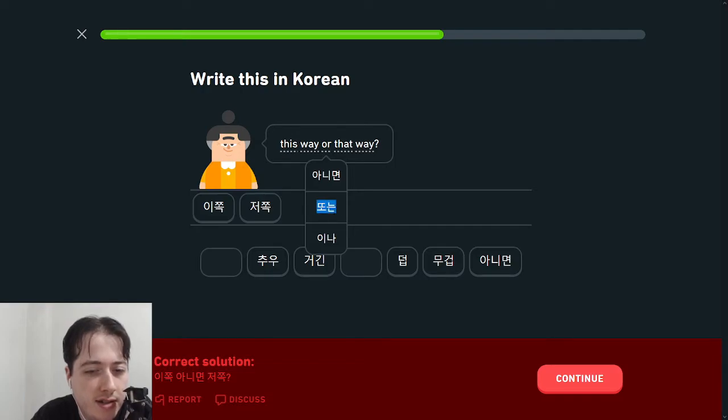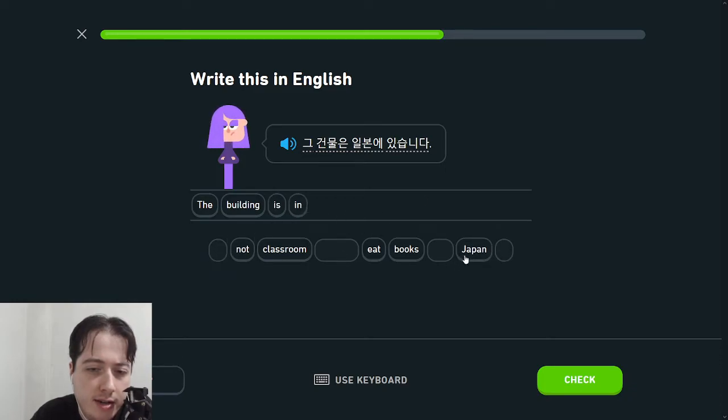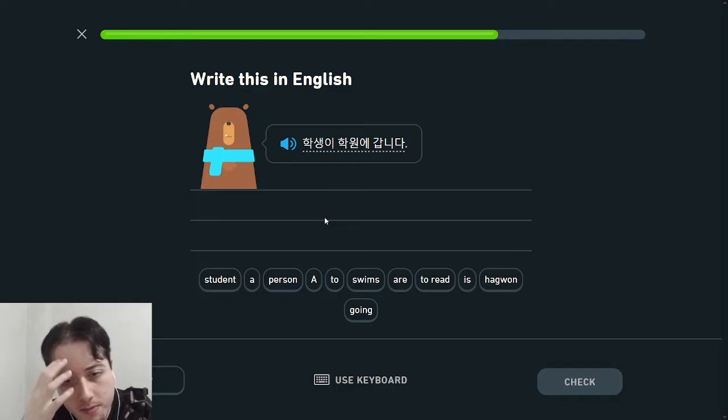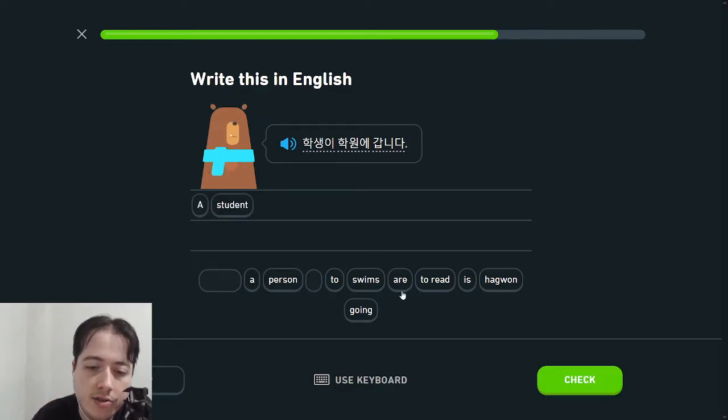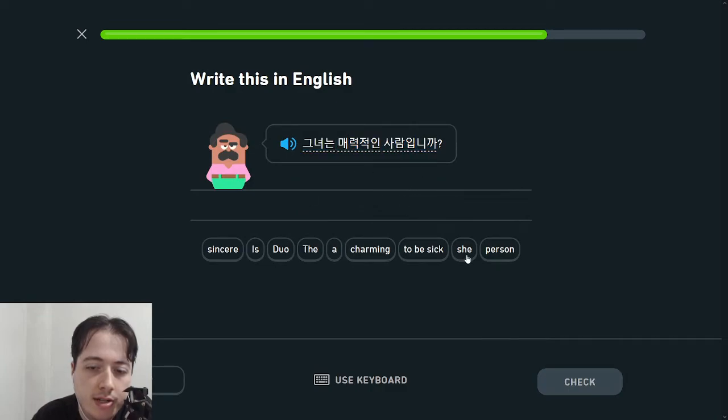Usually it's 또는, but now it's 아니면. 그 건물은 일본에 있습니다. 건물 is building, so the building is in Japan. 일본 is Japan. 학생이 학원에 갑니다. So a student goes to a 학원, which is a private academy. 그녀는 매력적인 사람입니까? So, is she a charming person?